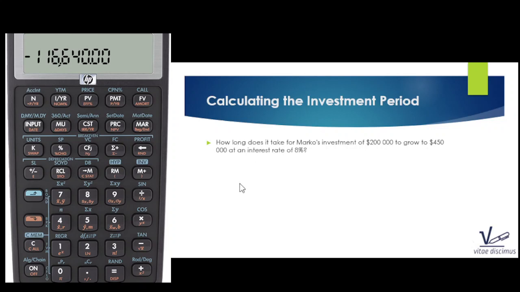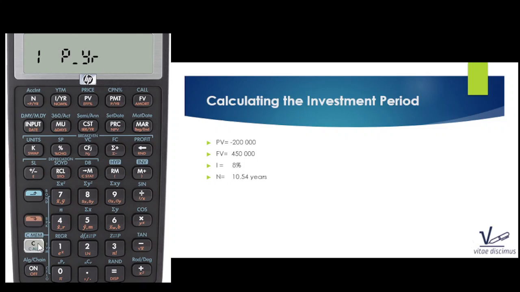Our inputs will be presented in the calculator as a negative 200,000, then 450,000 as your FV, then I is 8. To calculate the N, you need to input your 200,000 as a negative, which is your PV, or you can make your FV a negative. One of these two needs to be a negative for your calculator to be able to calculate. If you don't do that, your calculator will show no solution.